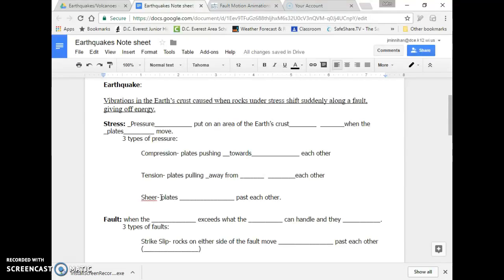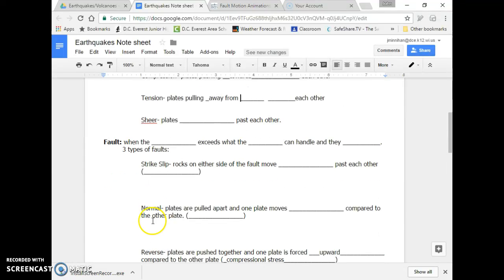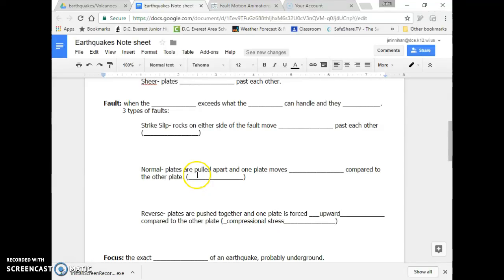Okay. Here, my best example for you would be to think of a rubber band, right? You take a rubber band, one hand on each end of the rubber band, and you pull it apart, right? You're putting tension on the rubber band, okay? That relates to a normal fault. So we're going to put tensional stresses here, okay? And in this blank, it says plates are pulled apart, and one plate moves downward compared to the other plate.